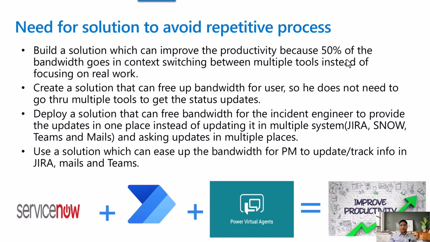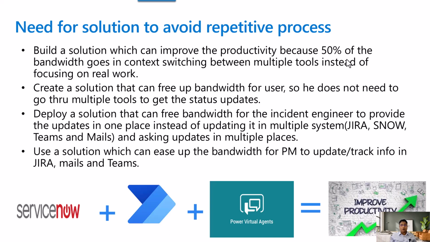And in this case, there are multiple tools already involved. We also need to create a solution that can free up bandwidth for the user, because he does not need to go through these multiple tools to get the status update. Users who are impacted by this incident don't have to go to multiple places to find out what is going on, right? They only want to know, in one shot, in a crisp manner, what is going on, why it is happening, and when it will be solved, right?